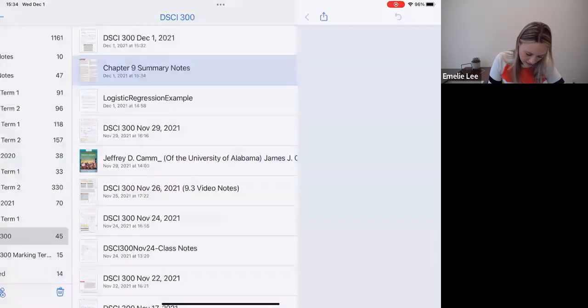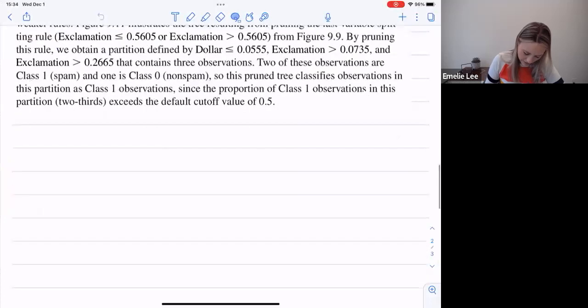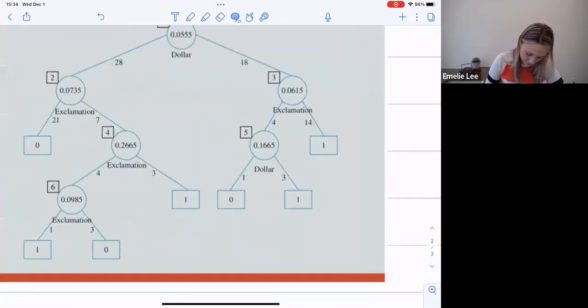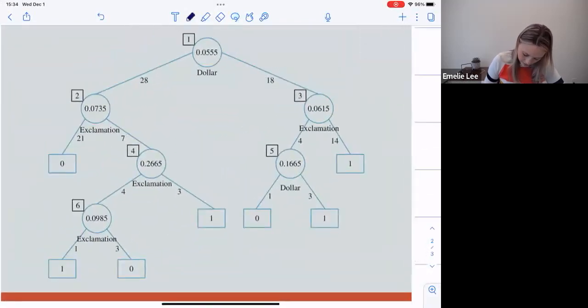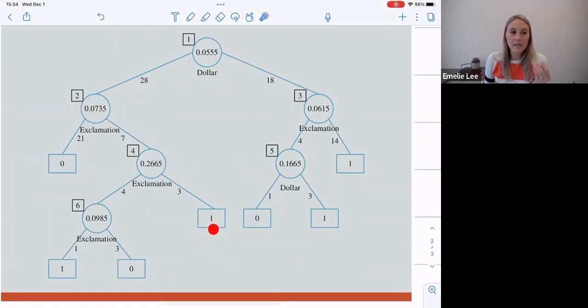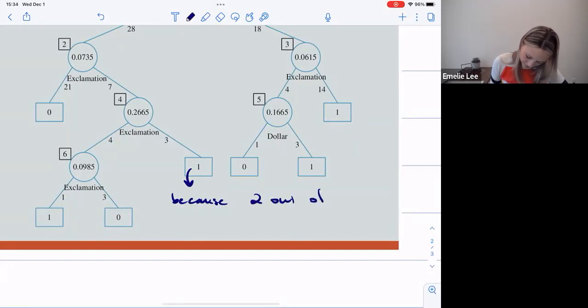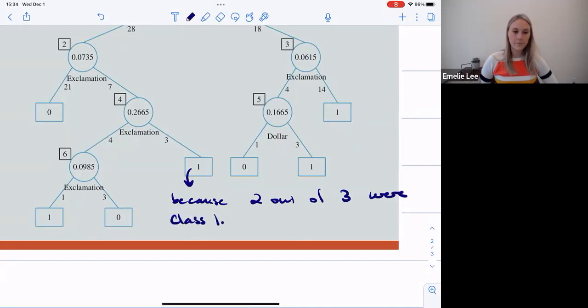So like I said, if we look at the pruned tree here, it's going to be classified as class 1, right? Because 2 out of 3 were class 1.